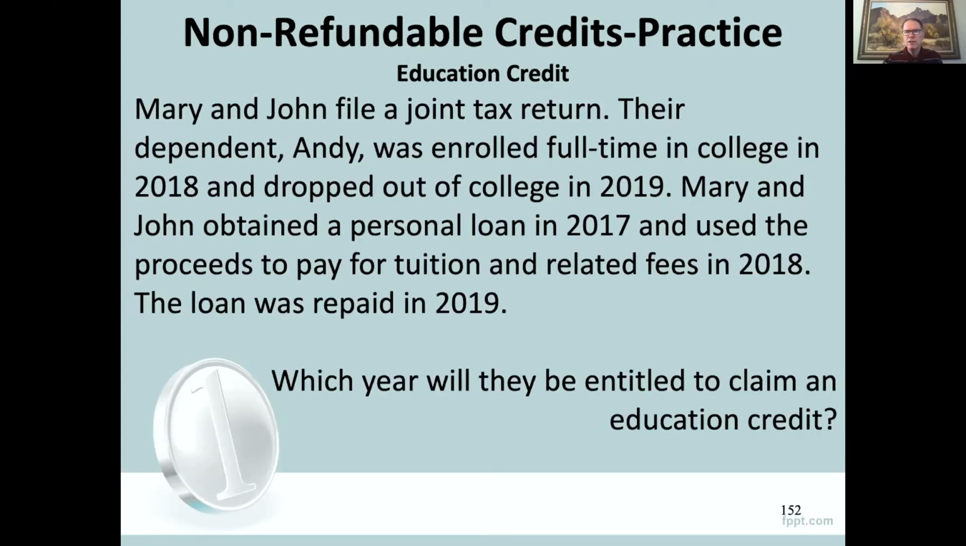Oh, this is kind of interesting. Mary and John filed a joint tax return. Andy was enrolled full-time in college in 2018. He dropped out of college in 2019. In 2017, they took out a personal loan to pay for his tuition and fees in 2018, and they repaid the loan in 2019. Which year can they be entitled to claim the education credit? Boy, they've got all the years covered here.